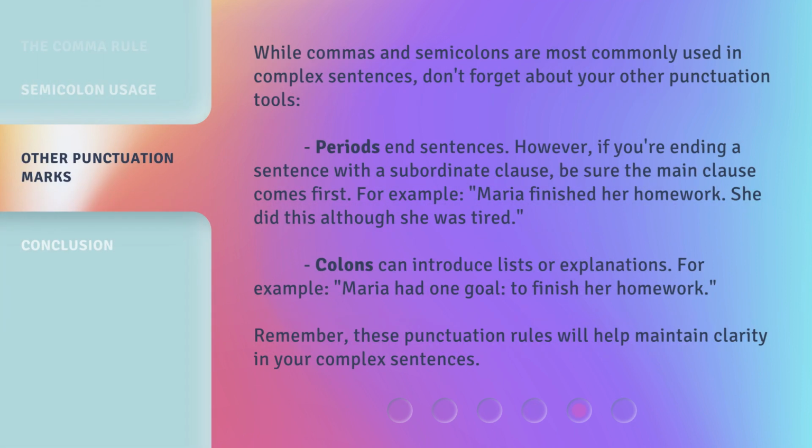While commas and semicolons are most commonly used in complex sentences, don't forget about your other punctuation tools. Periods end sentences. However, if you're ending a sentence with a subordinate clause, be sure the main clause comes first. For example, Maria finished her homework. She did this although she was tired. Colons can introduce lists or explanations. For example, Maria had one goal: to finish her homework. Remember, these punctuation rules will help maintain clarity in your complex sentences.